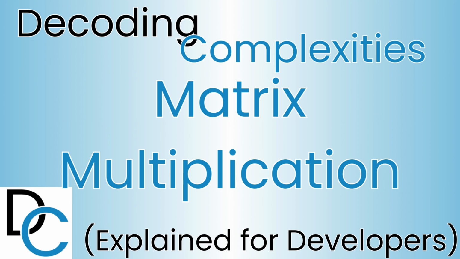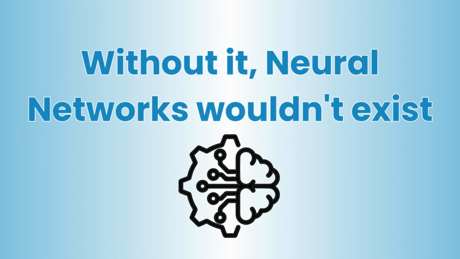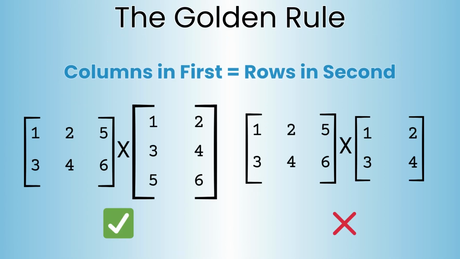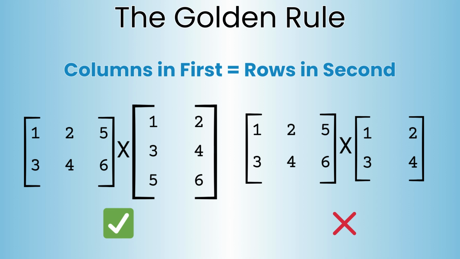Matrix multiplication is one of those operations that looks scary at first sight. But here is the thing, without it, neural networks wouldn't even exist. And here is a surprising fact. Unlike normal multiplication, in matrices the order matters. A into B is not same as B into A.